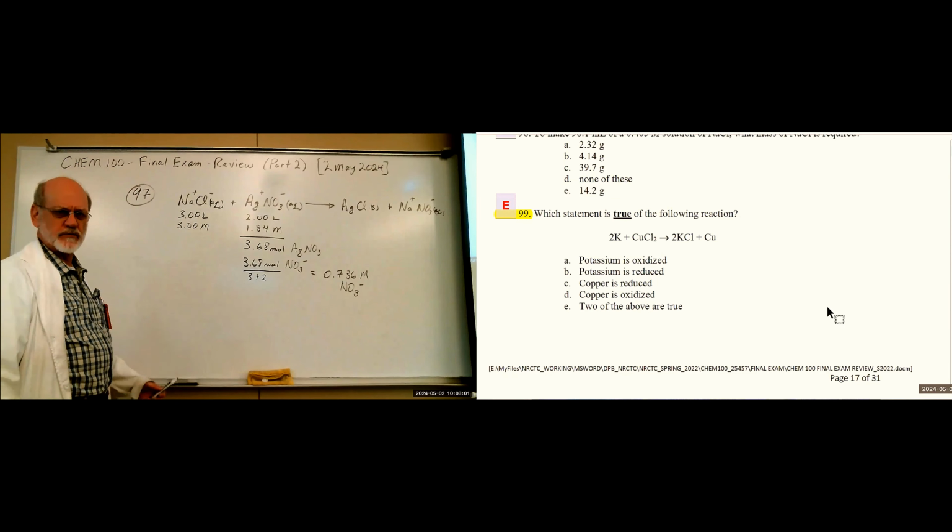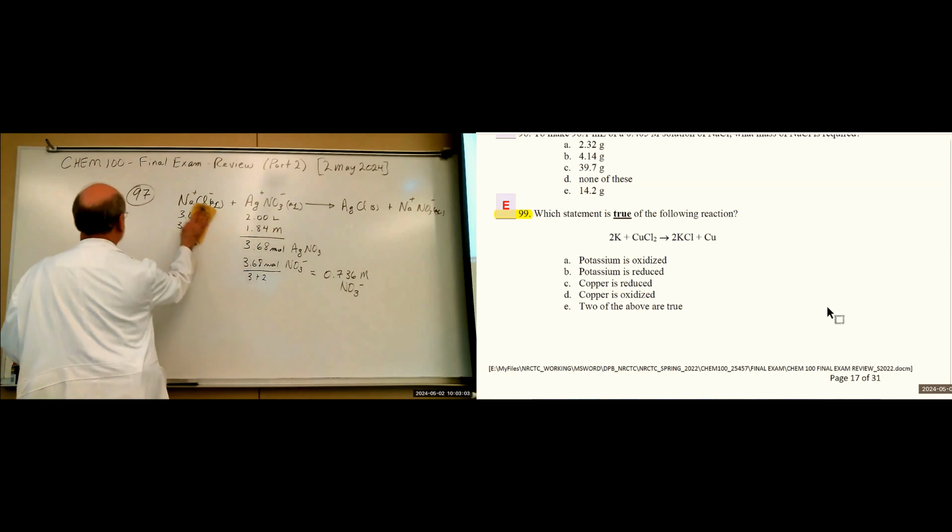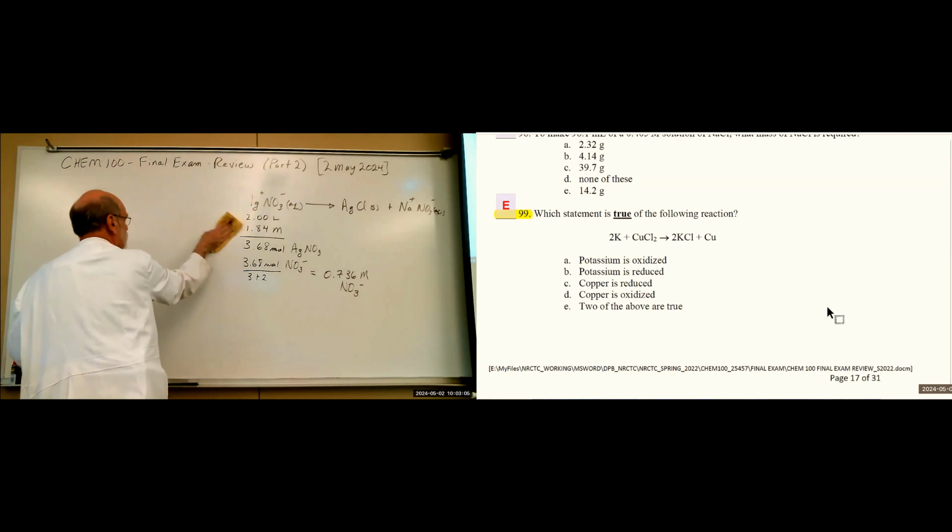Which of the statements is true for the following reaction? All right. So let's erase and make room.